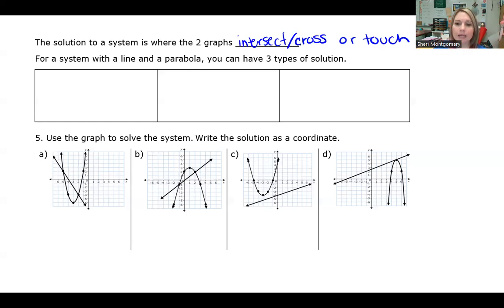For a system with a line and a parabola, you can have 3 types of solutions. So as I draw these, I'm just going to draw positive parabolas, but same goes for if they're negative. I'm going to draw 3 positive parabolas, and I'm leaving myself a little bit of room at the bottom so I can write stuff down. Again, same goes if these are negative. I'm just showing you the 3 types of situation.